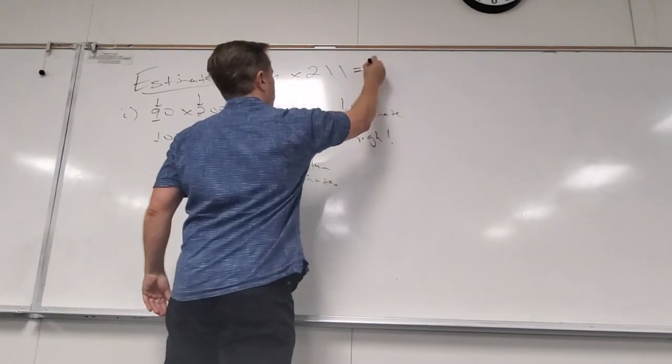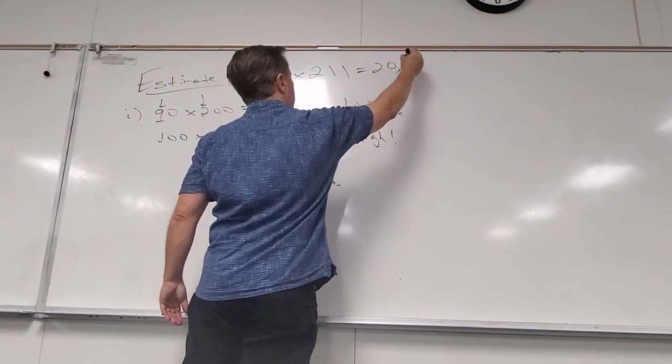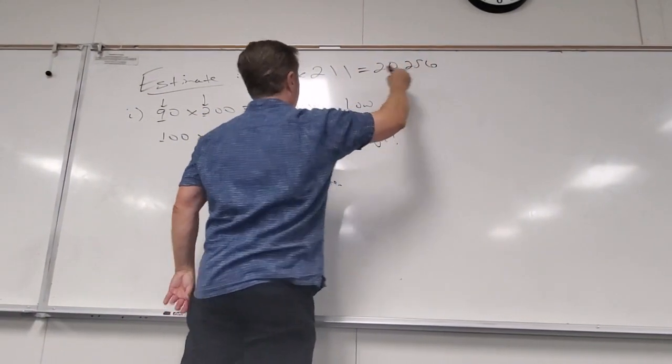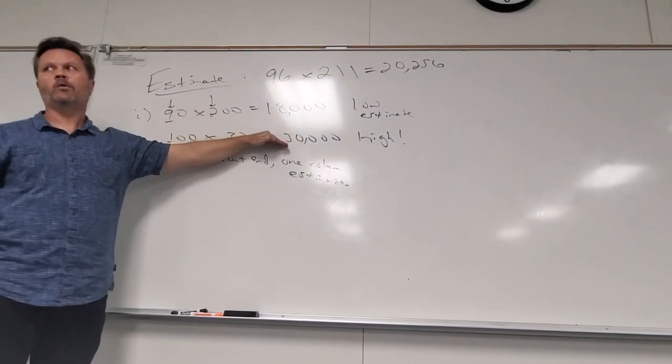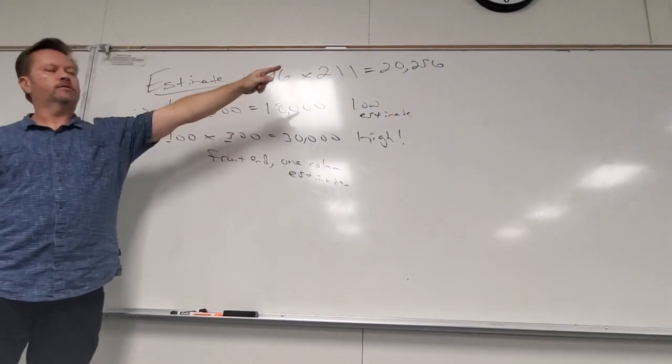20,256. So this is actually equal to 20,256. Okay. So exactly what we thought. We knew this is a low estimate. We knew this was way high of an estimate. So there it is. Cool.